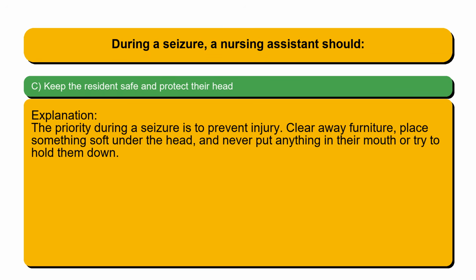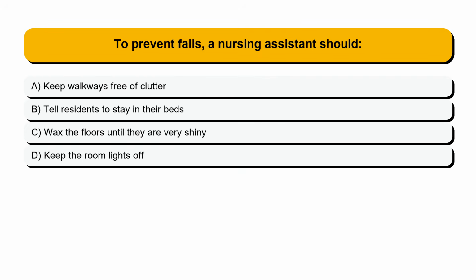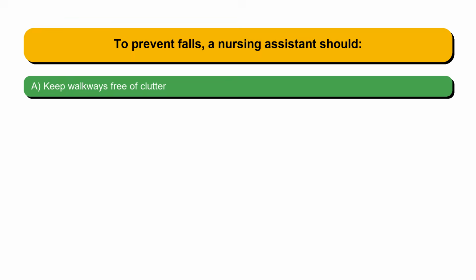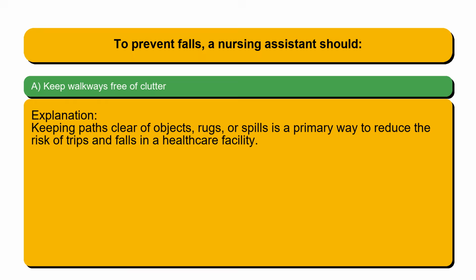Question 100. To prevent falls, a nursing assistant should: Option A, keep walkways free of clutter. Option B, tell residents to stay in their beds. Option C, wax the floors until they are very shiny. Option D, keep the room lights off. The correct answer is option A, keep walkways free of clutter. Keeping paths clear of objects, rugs, or spills is a primary way to reduce the risk of trips and falls in a healthcare facility.